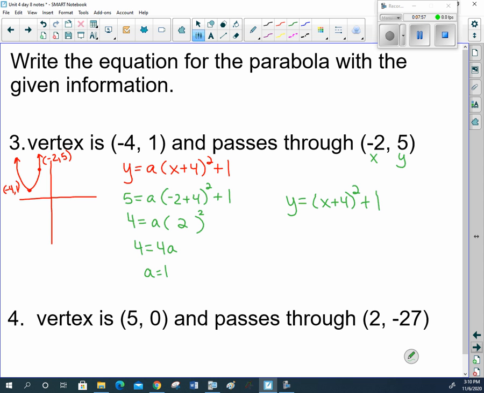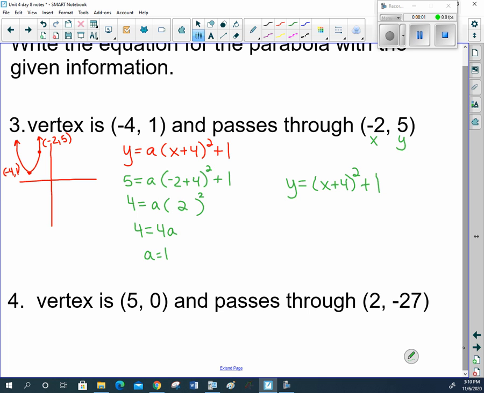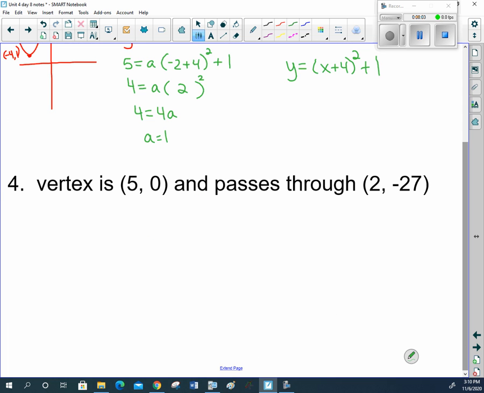Okay, let's try it again. So now the information that I give you is the vertex is at 5, 0, and it passes through the point 2, -27. So if you kind of wanted a visual, I'll put 5, 0 right there. 2, -27 is way down here. So maybe this one's going to have an A that really stretches the graph. So maybe our A is going to be greater than 1.